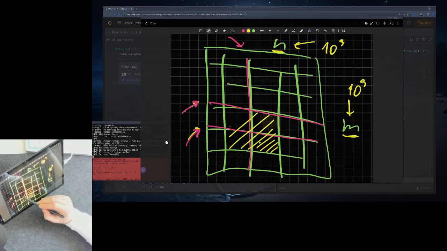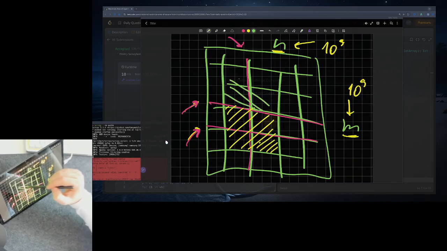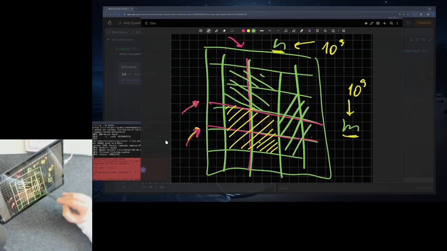this squared area, and this area is not squared, however it also is removed.